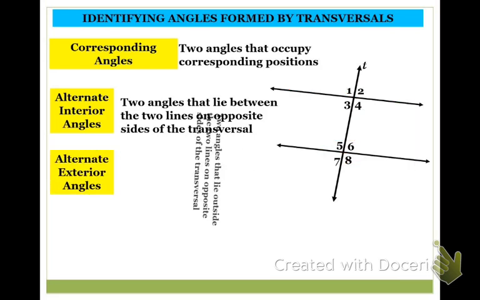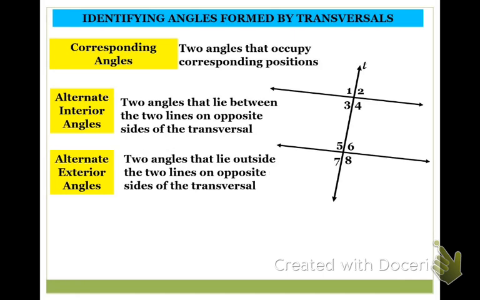We got alternate exterior. It's the same thing, except for now we're only dealing with what's outside. All right, so what would be one of my pairs? 1 and 8. 2 and 7. Good. And then what did we know about their measures? They were also congruent. Good.